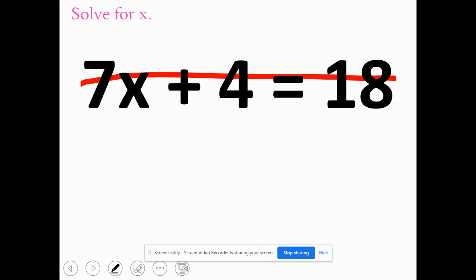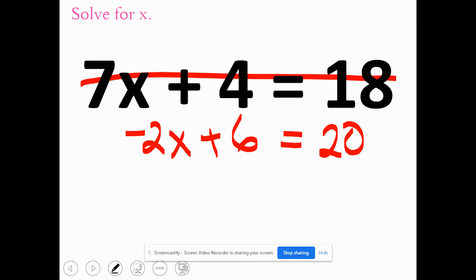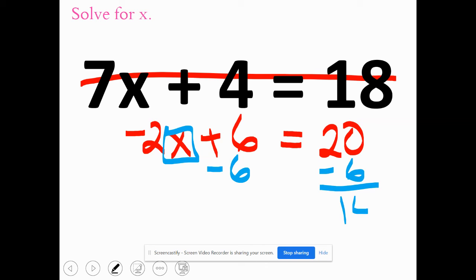So again, we're not looking at this one. Let's try negative 2x plus 6 equals 20. Again, we want to isolate our x. We want to minus the 6 on both sides. When we do that, we get 14, but then the negative 2x drops down. So now we're dividing by negative 2 on both sides.